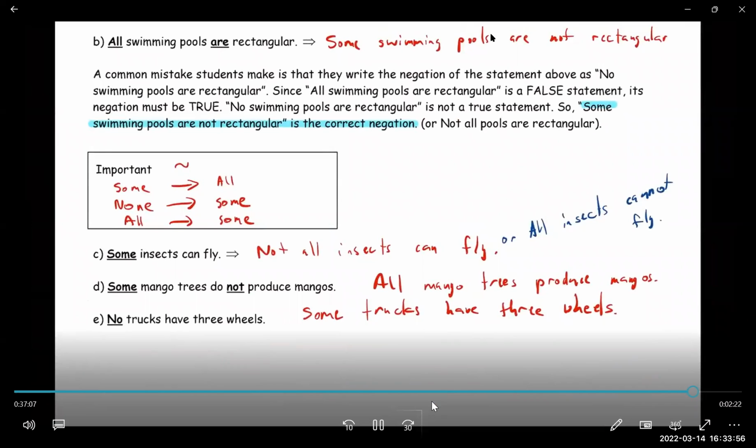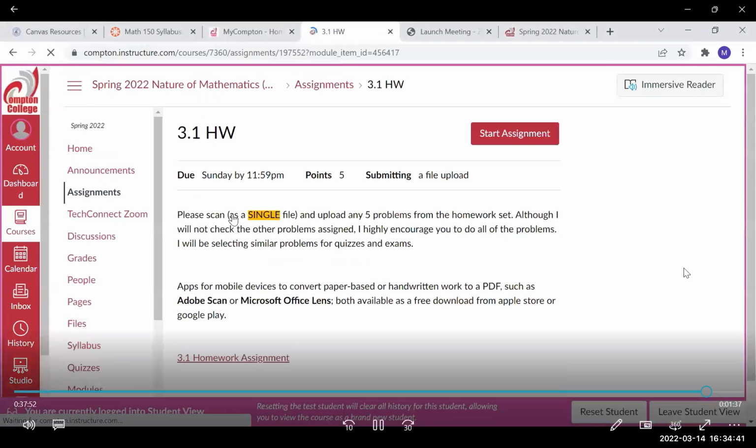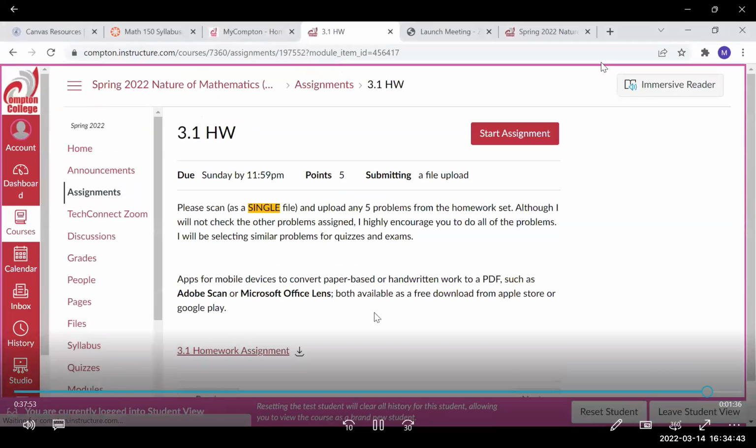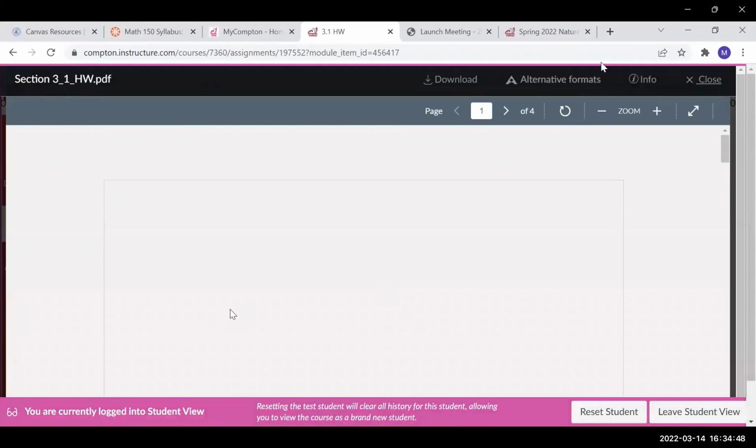Let's see if we can do a couple homework problems. If you go to your module, Professor, can you go back to that so I can write it down really quickly? Yes. I've included the link for those of you that don't have the book yet. You can click on that.